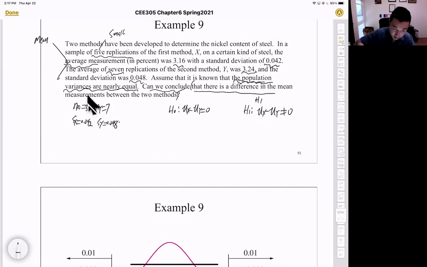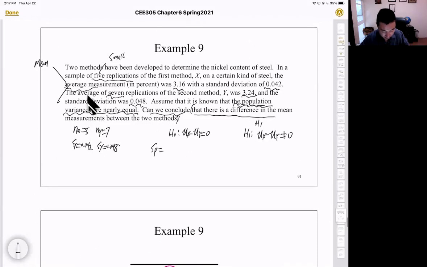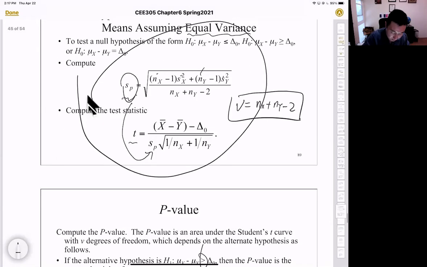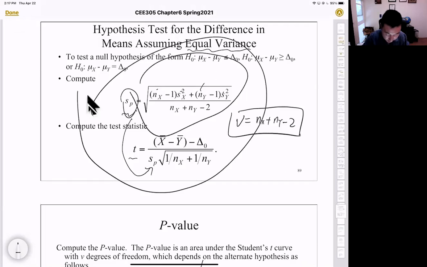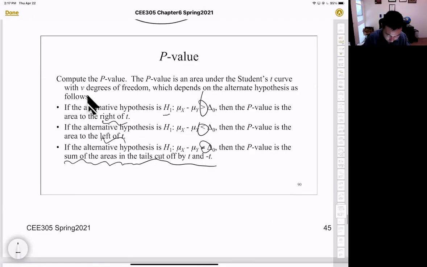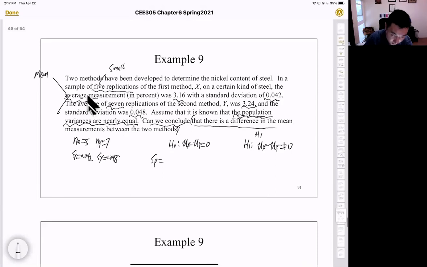And then we calculate Sp. Sp is based on this equation, a function of nx, ny, sx, and sy. So we calculate Sp, and it turned out to be this much. And then the t value is from this equation.